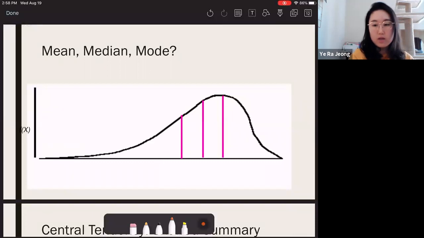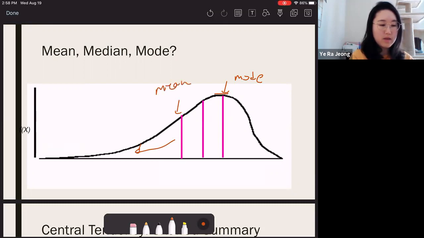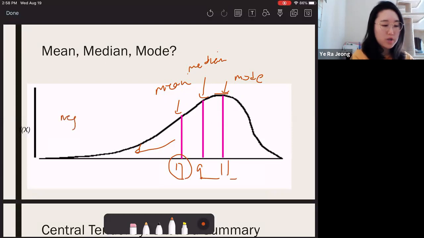But this one, again, mode is always the easiest to find because it's the highest point. So this is your mode. And mean gets dragged towards the tail. So this is the mean. And finally, the one in the middle has to be the median. Okay, so let's say mean was 7, median was 9, and mode was 11. So whenever mean is the smallest number out of the median and mode, then we know the distribution shape is negatively skewed.